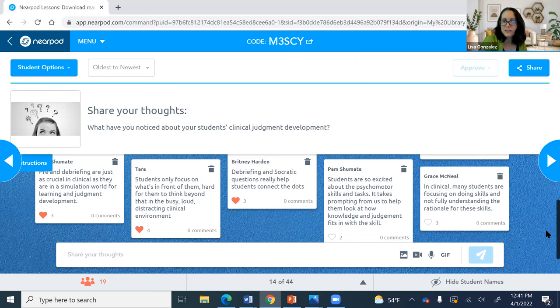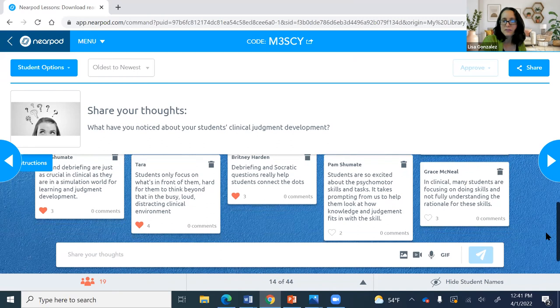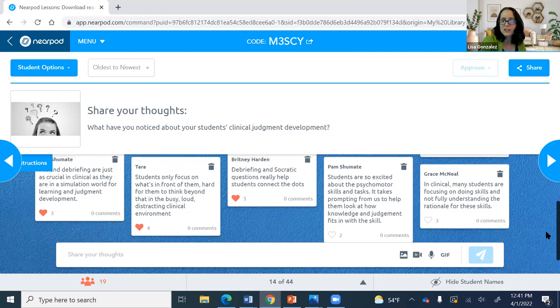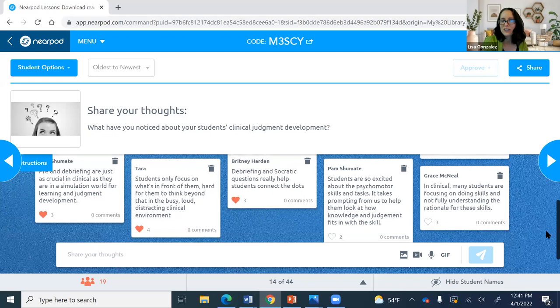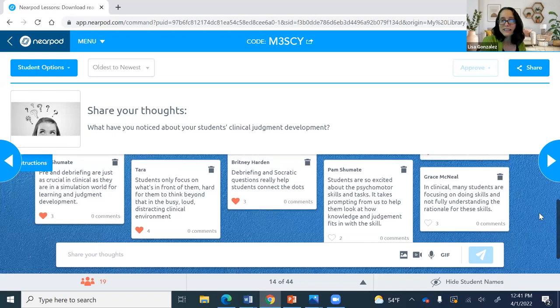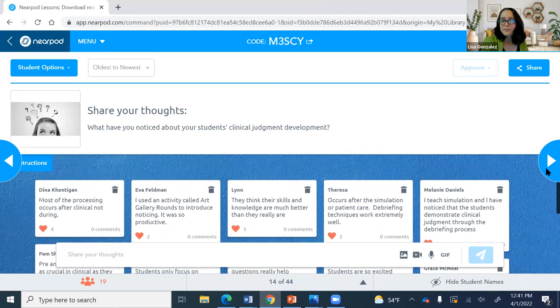Students are so excited about psychomotor skills and tasks. It takes prompting from us to help them look at how knowledge and judgment fits in that skill. Oh, that's a good one too. So much good stuff. Thank you guys for sharing on the collaboration board. Does anybody have any thoughts that they want to share here or capture with the rest of the group besides what we have? If not, I'll move on. I see some things in the chat.